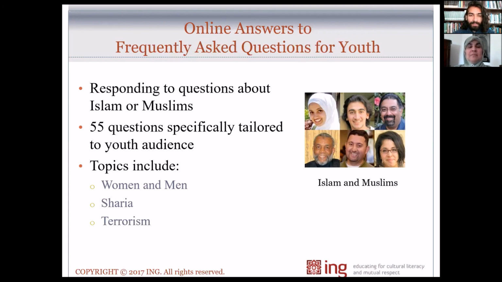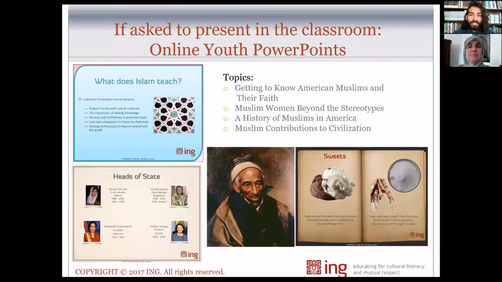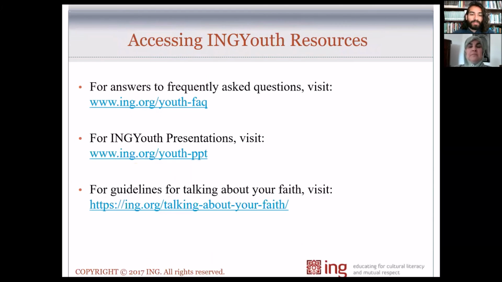These are available online. We also have youth presentations. There are 4. The first is on American Muslims and their faith. The second is on Muslim women. The third is on a history of Muslims in America. And the 4th is on Muslim contributions to civilization. So these are tools. They're very short, very youth-oriented, and they are ways for your child to present on these topics in about 20 minutes to his classroom, particularly when Islam and Muslims are being covered in the curriculum, mainly in social studies classrooms. So these resources are also available online, as I mentioned.